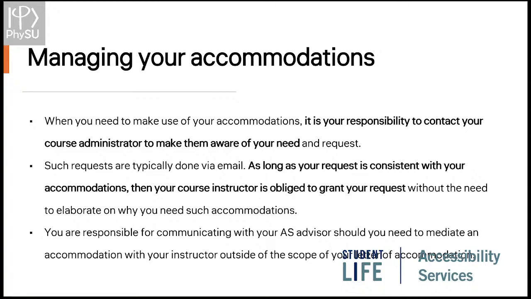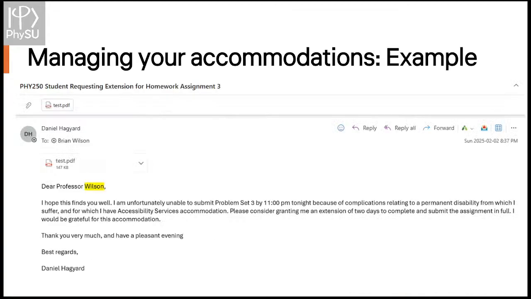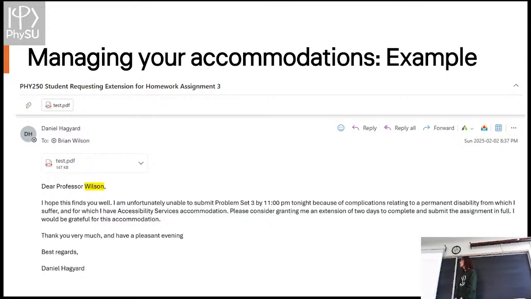Another important thing about managing your accommodations, well, we'll get to that in a minute, but I wanted to use an example of my own case. This is an example of how to get an extension if you have accessibility services. This is from a class of mine where a homework assignment was due, and because of my disability, there was some trouble. I couldn't complete the assignment on time. So in this email, I contacted the professor saying I cannot complete the problem set by the due date, which was 11 p.m. that night. And I asked for an extension of 2 days to complete and submit the assignment.